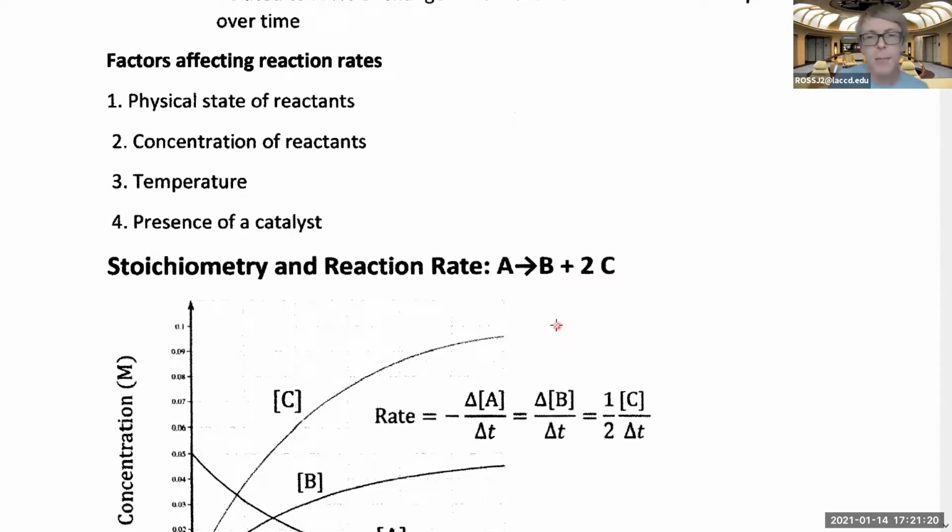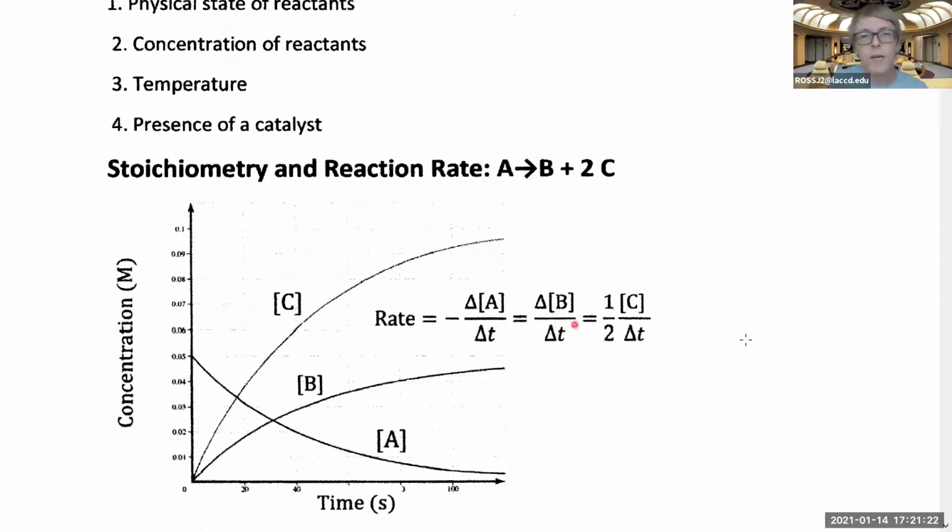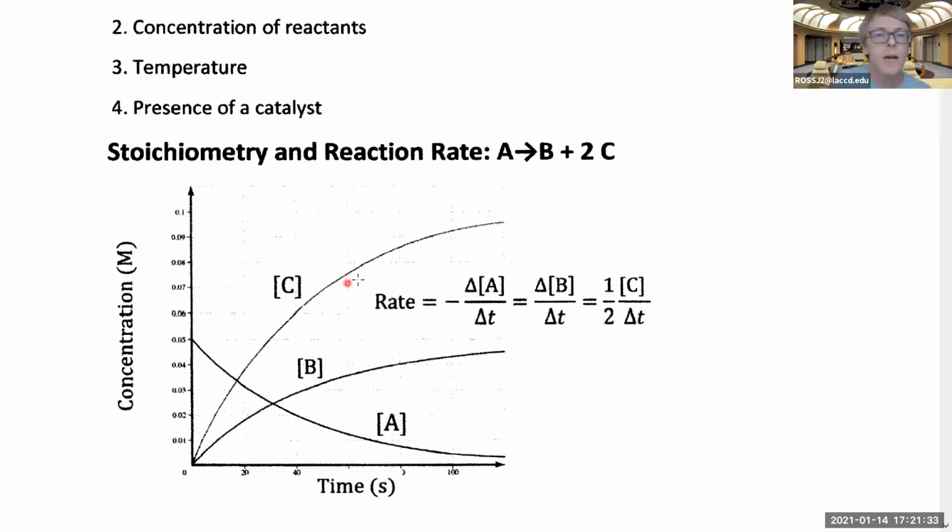So let's take an example. We're going to look at the reaction of A to give B and 2 lots of C. So 2 here just means a molar coefficient. And we have a graph.